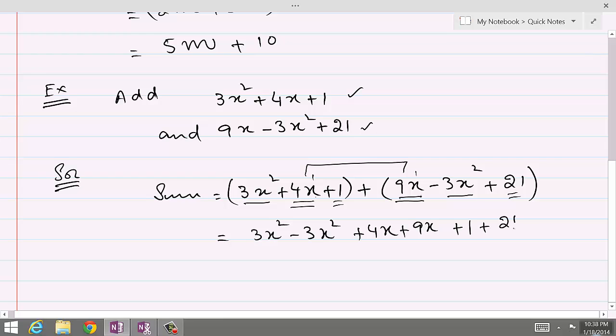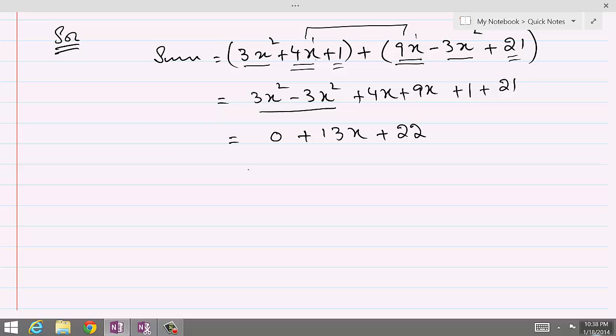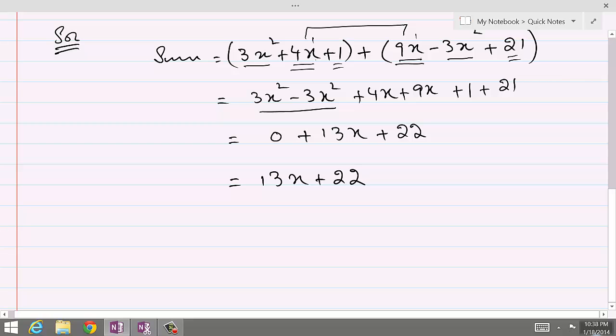It's 21. And now 3x square minus 3x square, it's like 9 take away 9 will give us 0. 3x square minus 3x square will give us 0. So plus 4x plus 9x will give us 13x, and 21 plus 1 will give us 22. Therefore, we have the answer 13x plus 22.